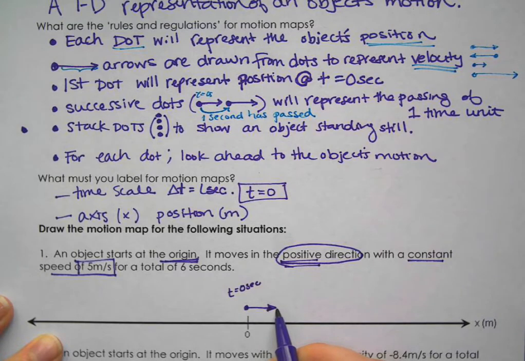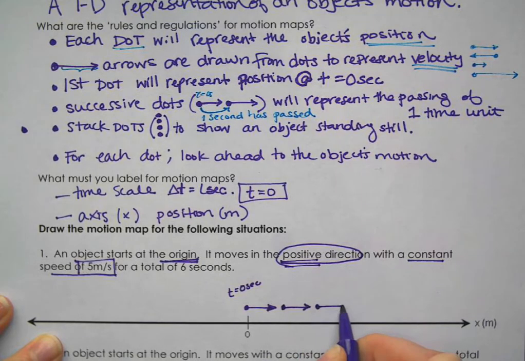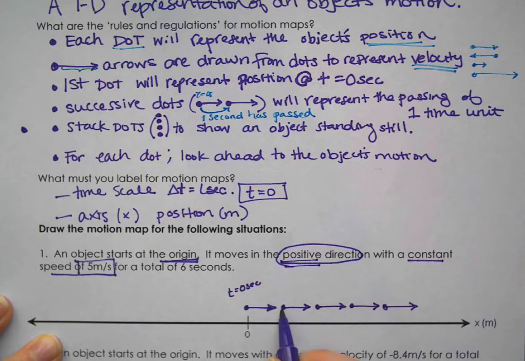It says a constant speed of 5 meters per second for a total of 6 seconds. So I draw my arrows the same size to show that my speed is constant. And we'll count out. We have 1, 2, 3, 4, 5. And then we would have to go for another 6. Remember, this is time equals 0. So 1, 2, 3, 4, 5, 6 seconds.